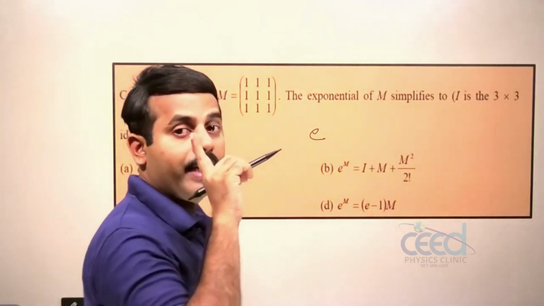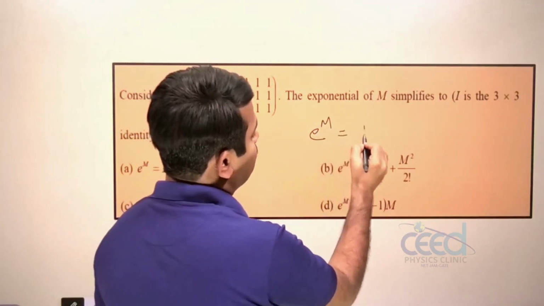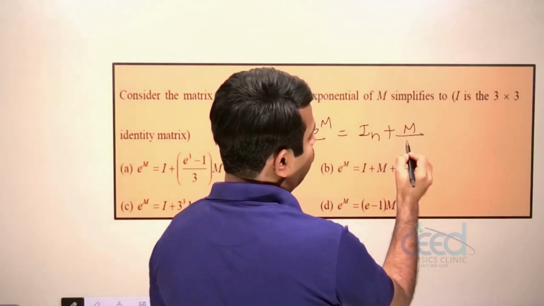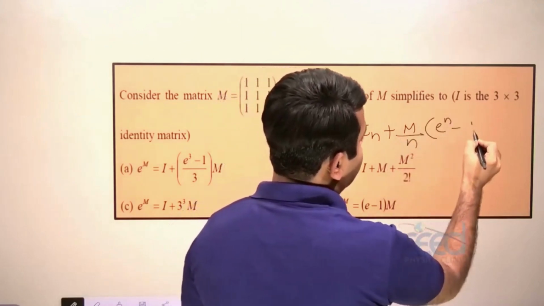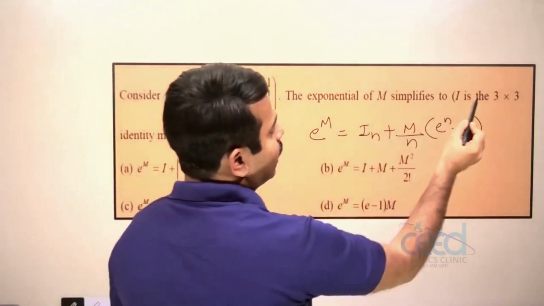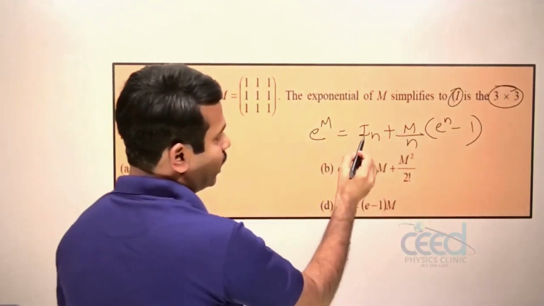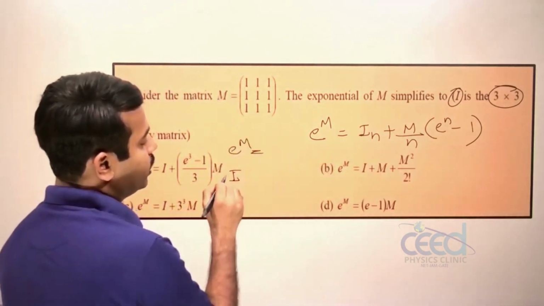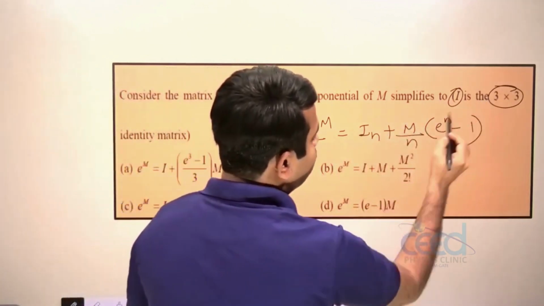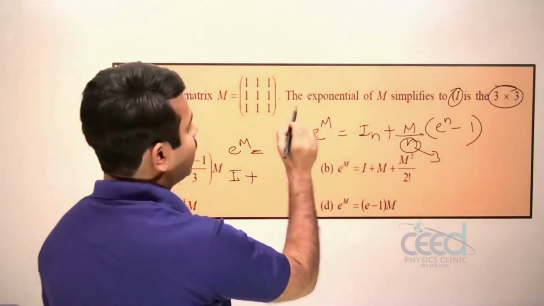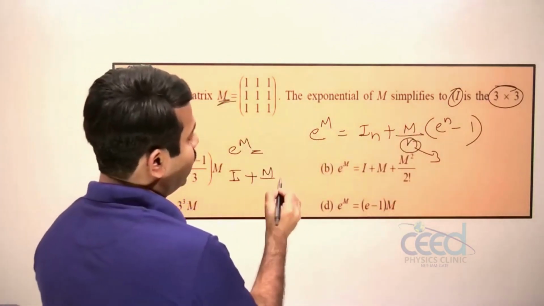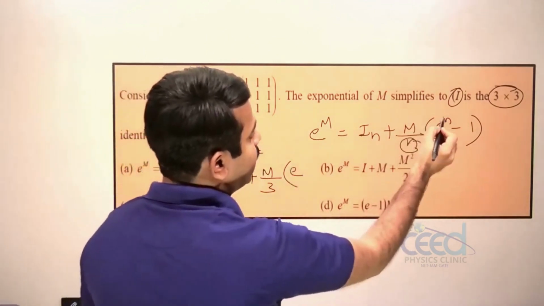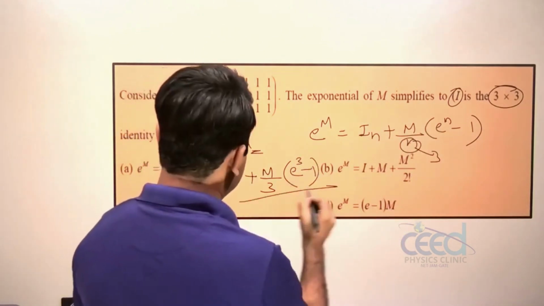Suppose I am considering an nth order matrix M, then e raised to M is equal to I_n plus that is M by that matrix divided by its order into e raised to n minus 1. But here it is given, 3 by 3 identity matrix is I. So I can replace I_n with I, right? Then e raised to M is equal to I plus, order is 3 by 3 means n is equal to 3, our matrix is again given as M, so M by n which is 3, right, into again e raised to n, again order, minus 1. This is the answer, right?